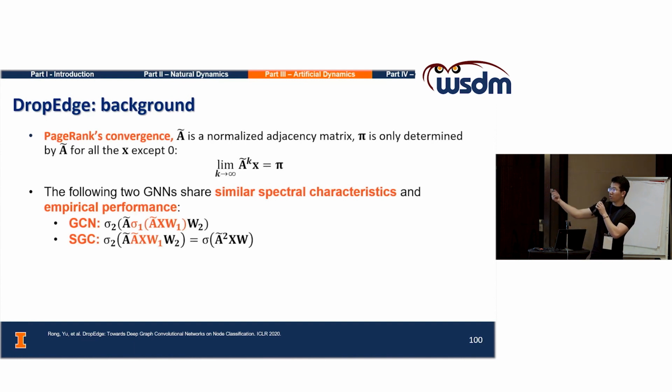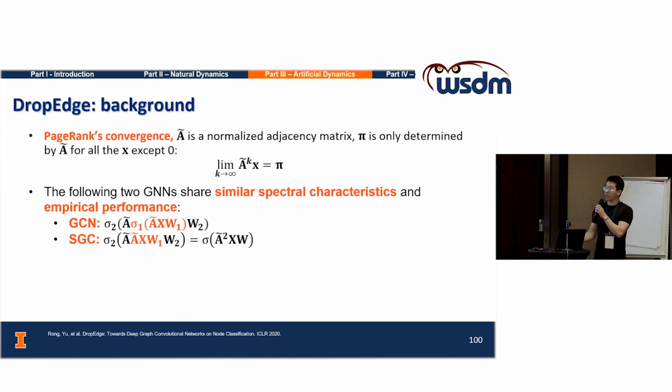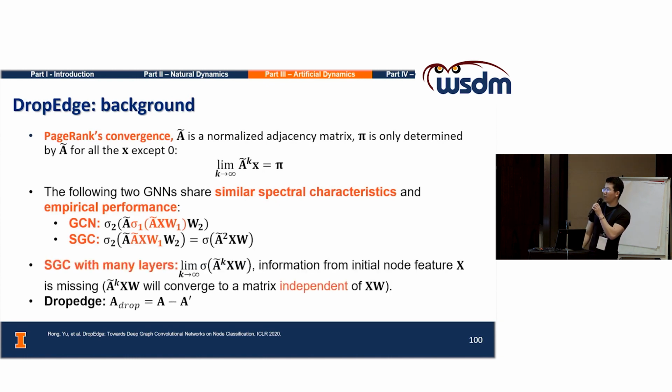And because those two graph neural networks share similar spectrum characteristics and empirical performance, a lot of studies from the graph signal processing perspective will focus more on the SGC-fashioned graph neural networks. And if we assume that the SGC contains many layers, then the formula will be shown as follows. So it is quite similar to what we did for PageRank, right? We keep doing power iterations over the normalized adjacency matrix.